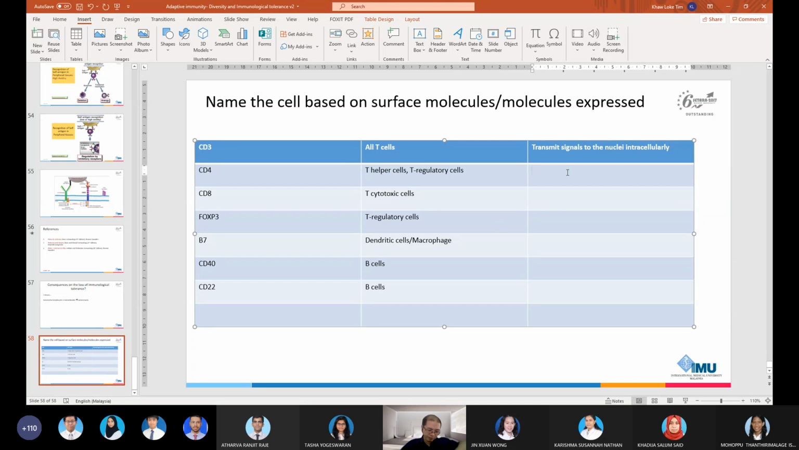How about CD4? Co-receptor. Receptors, but specifically, what do they do? It provides stability. Stabilize binding between TCR and MHC. Okay. How about cytotoxic T cells? CD8.